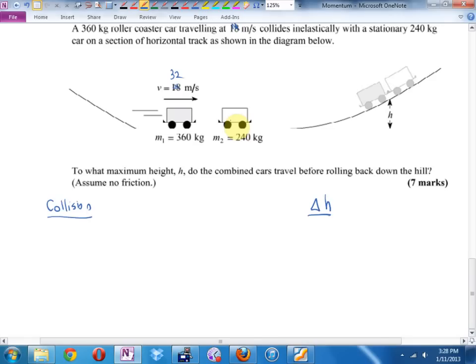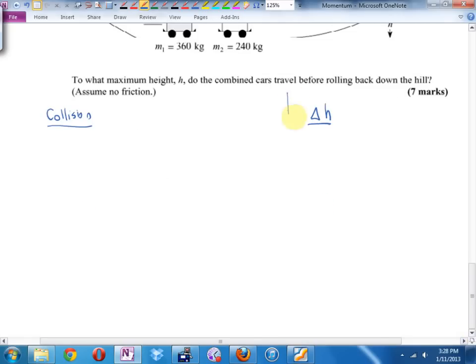We're gonna start off the same old, same old. We're gonna say, okay, the sum of all the change in... Mr. Duick? Where's that coming from? The sum of all the initial momentum equals the sum of all the final momentum.